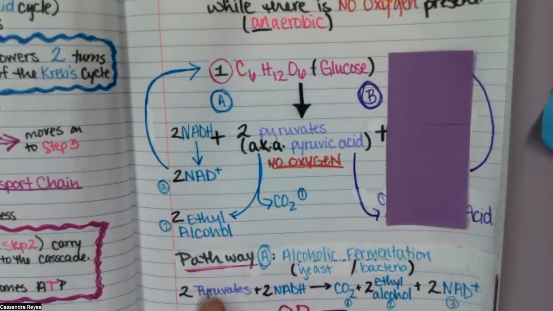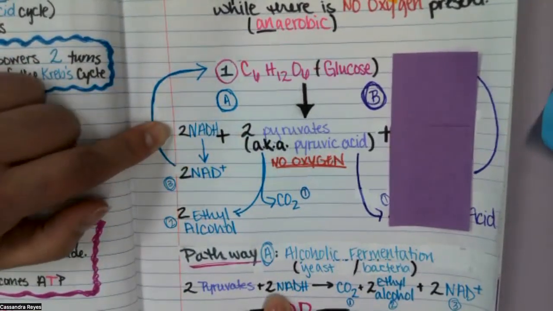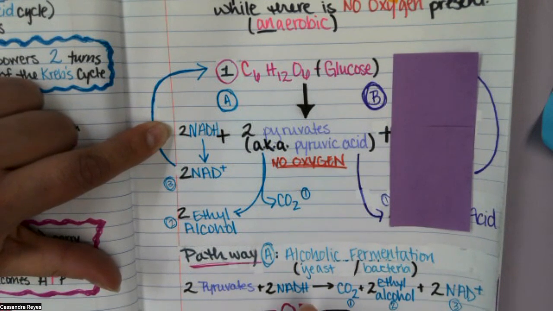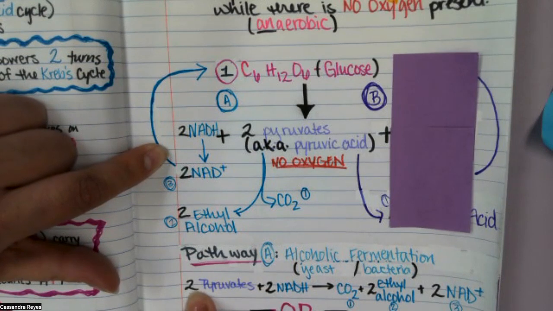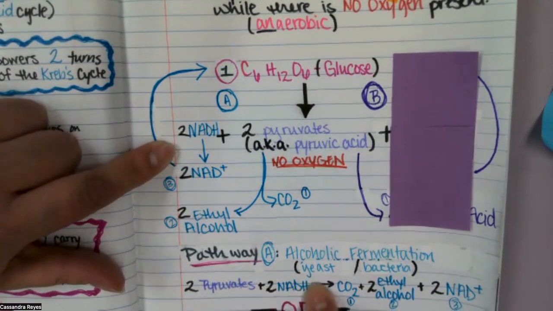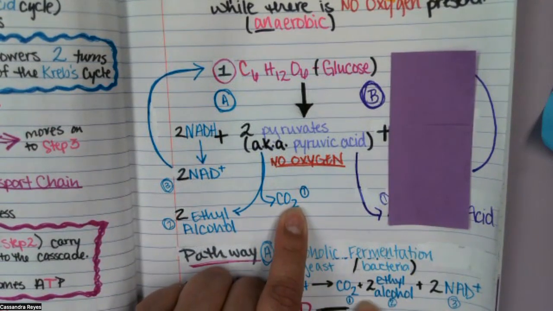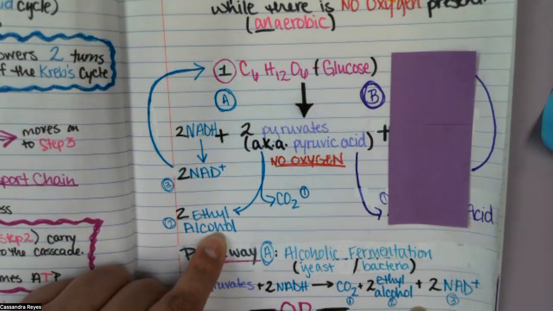So as you can see, we're starting out with the two pyruvates here. Okay. We're pairing them with the two NADHs here. All right. And remember, these guys are acting like a battery. It's powering the system, powering the breakdown of the two pyruvates. And it's eventually going to turn into that carbon dioxide. That's our first product. Our ethyl alcohol, two ethyl alcohols, our second product.